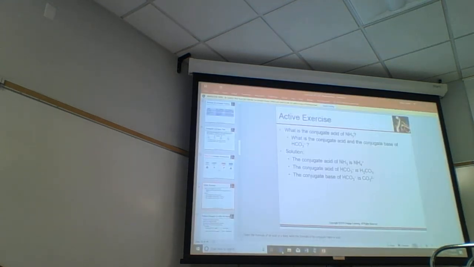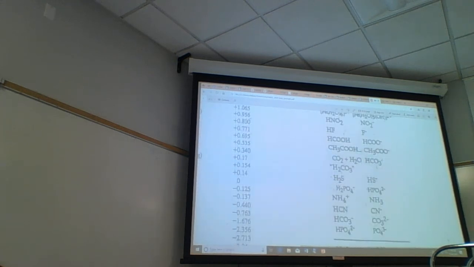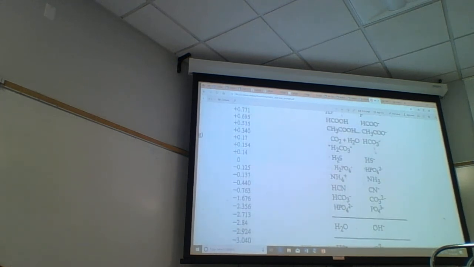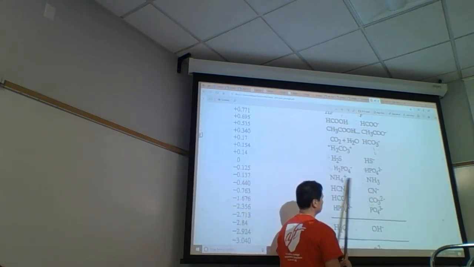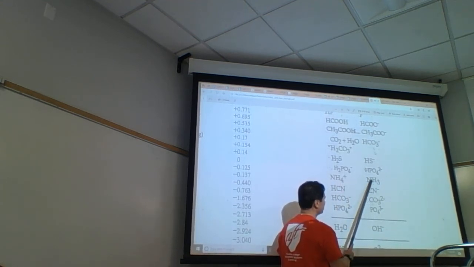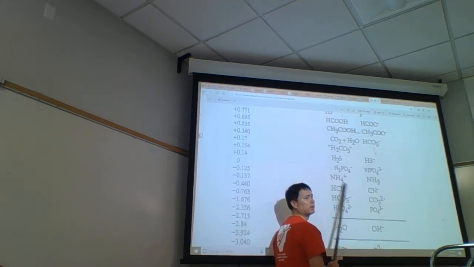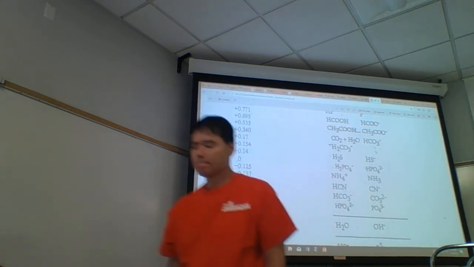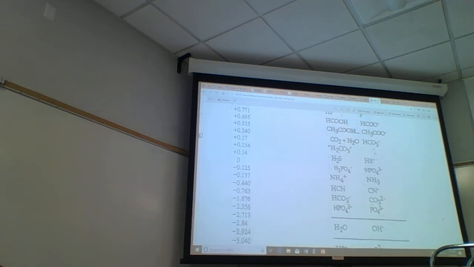We can see that in the chart here. If we look for ammonia, there's ammonia. So they want the conjugate acid, so ammonia must be the base. This is a pair. One of the conjugates is the acid, the other of the conjugates is the base. So ammonia is the base, its conjugate acid would be ammonium. Ammonia is a weak base, but it's decent, and therefore ammonium is going to be kind of a poor acid.